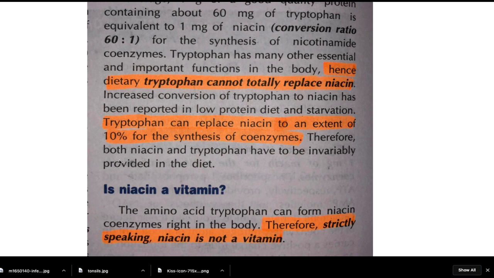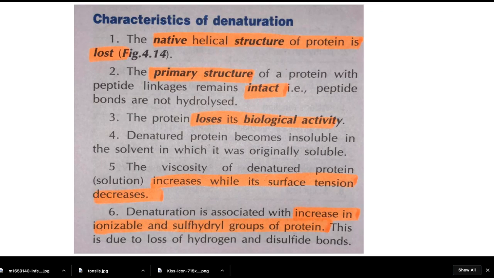And see the last statement. This is very, very important. The amino acid tryptophan can form niacin coenzyme right in the body. Therefore, strictly speaking, niacin is not a vitamin, okay, because it is available in the form of tryptophan in the body. So these are a few characteristics of denaturation of protein.